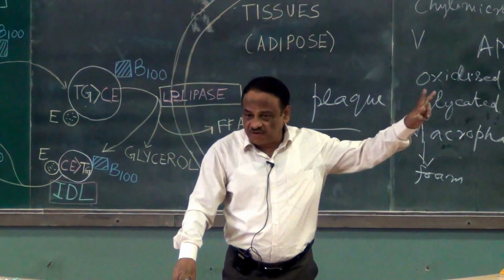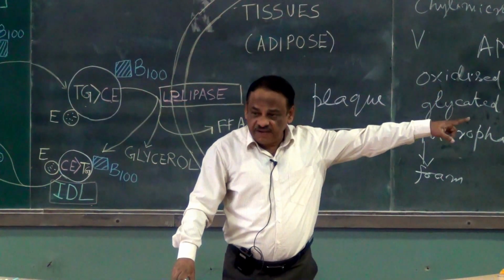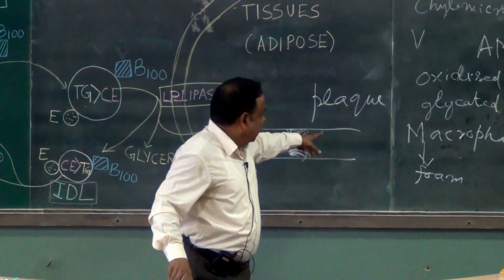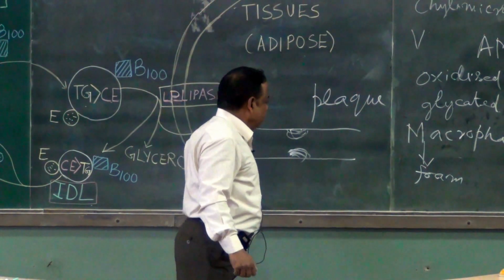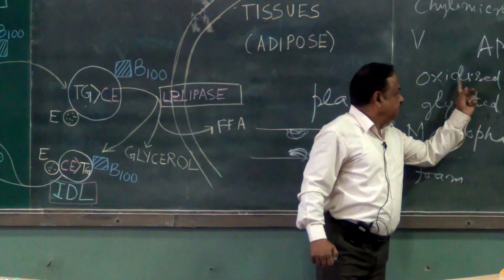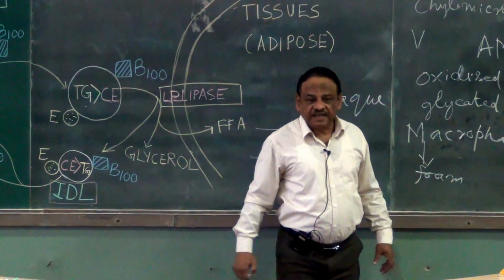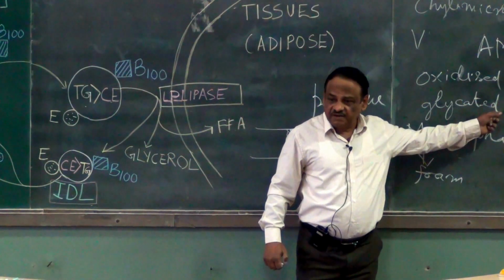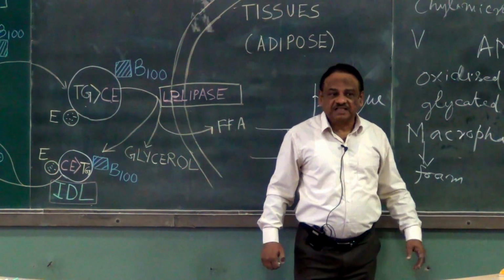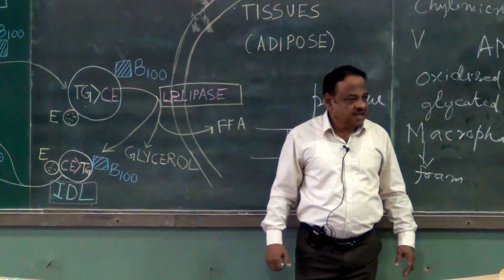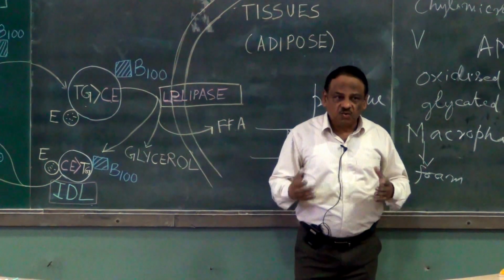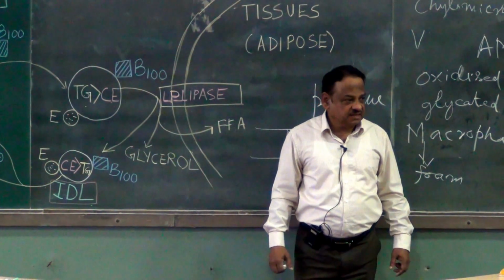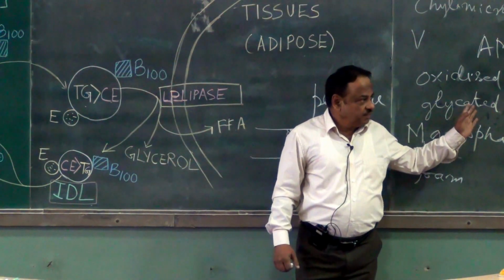So two ways of uptake of LDL. One, the regulated way. It is very well controlled. It does not cause much harm. Whereas the unregulated one is through the macrophages, which take up the oxidized and glycated LDL. So that's why diabetic patients are more susceptible to atherosclerosis and cardiovascular diseases. So this is the explanation.